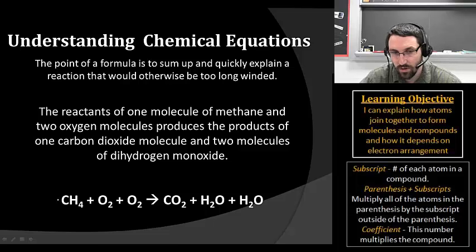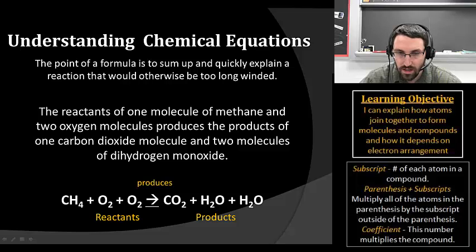Now, do I expect you to know every symbol on here? Not necessarily. Normally the formulas will be given to you of what the atom or what the molecules are. On the left hand side you have the reactants, the stuff you start with. On the right hand side you have the products, and anytime you read this arrow you should say produces. The arrow means produces.